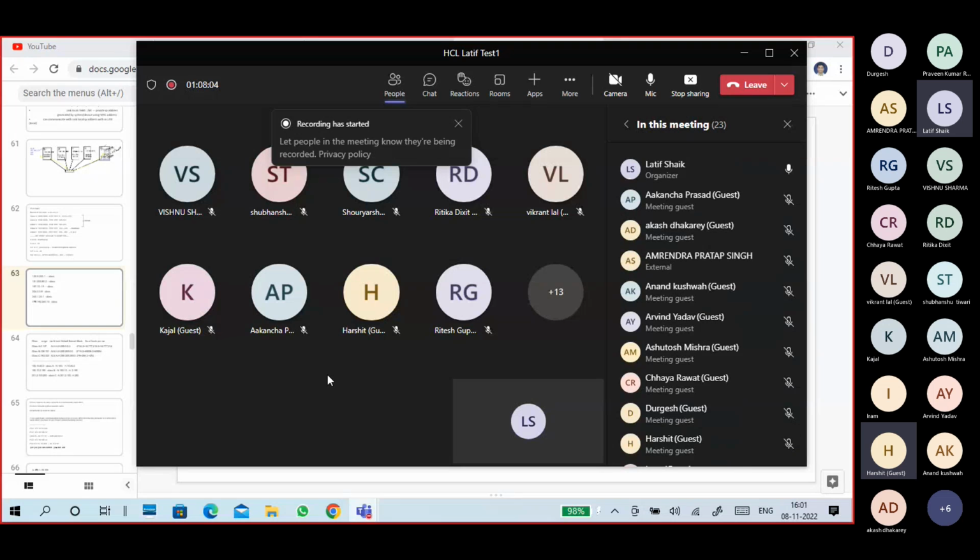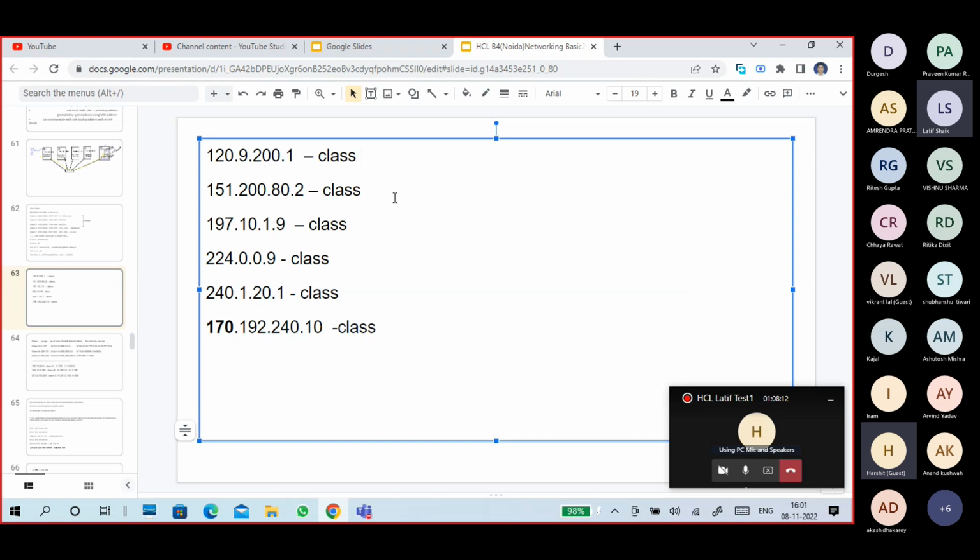Guys, if you understand, click I understand; if not, click don't understand. Do not wait for others to respond. If anybody has a doubt, they will ask.